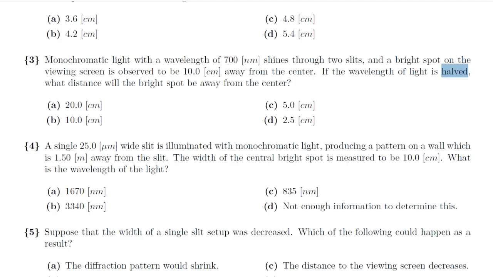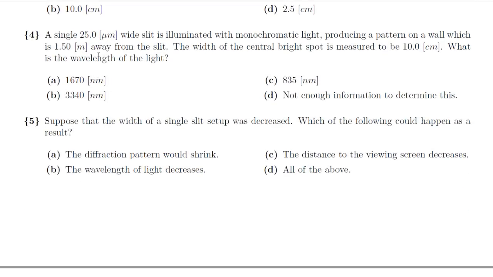All right, so let's take a look at number 4. A single 25 micrometer wide slit is illuminated with monochromatic light. So this is a single slit problem. It produces a pattern on the wall which is 1.5 meters away from the slit. The width of this central bright spot is measured to be 10 centimeters. So how wide is it along the viewing screen, which has to do with your distance y, but it may not be the value of y. What is the wavelength of the light in this setup?